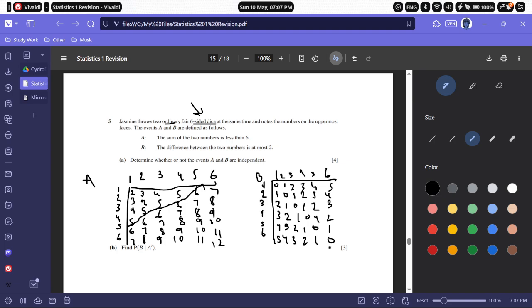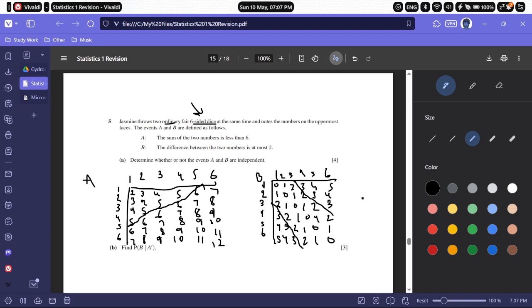6 minus 4 is 2, then 4, 3, 2, 1, 0, 1, then 5, 4, 3, 2, 1, 0. Okay, so this is B. For event B, the difference between the two numbers is at most 2, so it has to be less than or equal to 2. If you think about it, it would be from here till right about here. Anything greater or below those lines would not be considered.